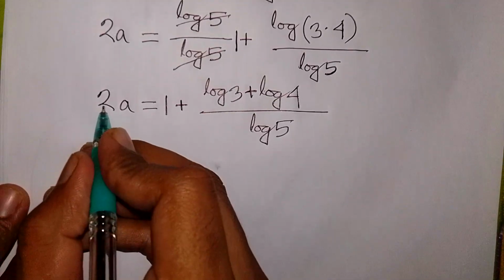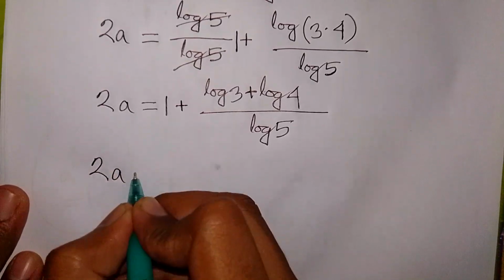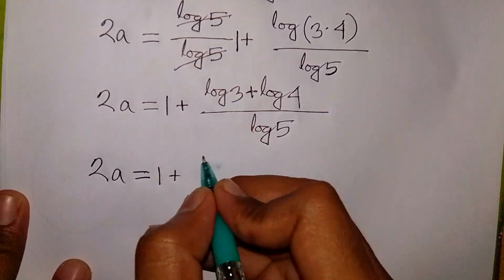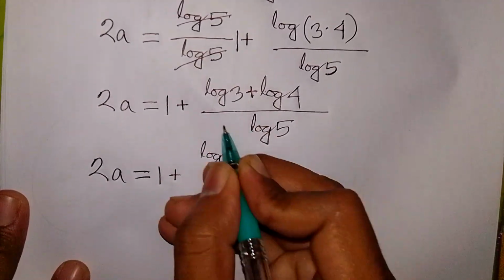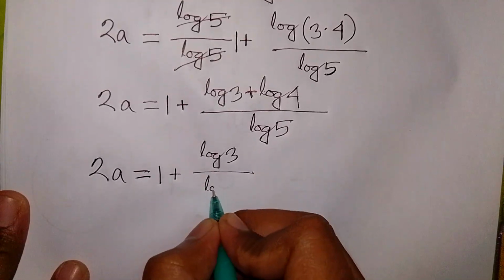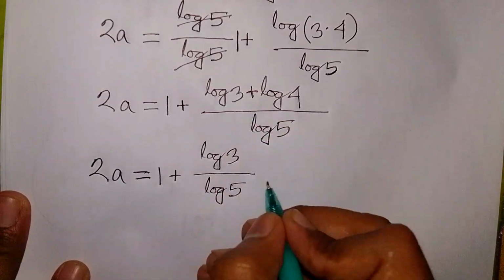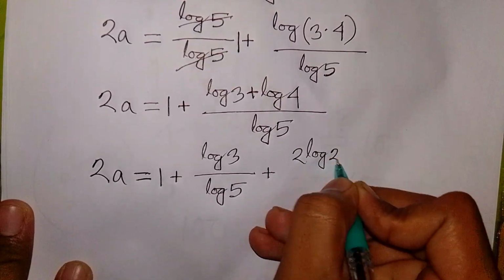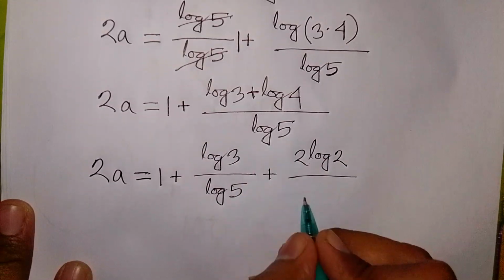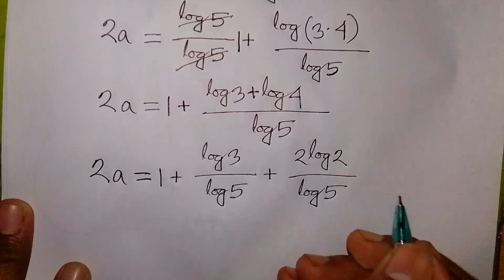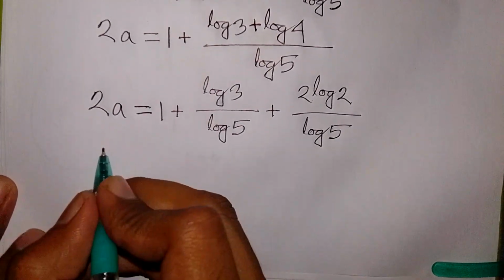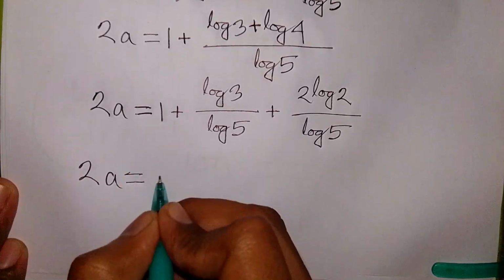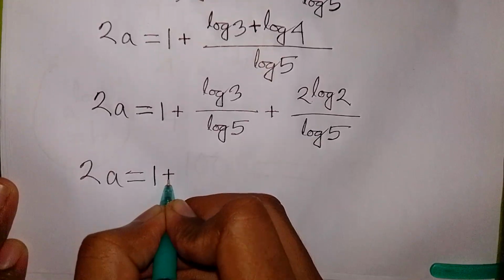In the next step, 2a is equal to 1 plus log 3 over log 5 plus log 4, which is the same as 2 log 2, over log 5. Now 2a will be equal to 1 plus log 3 over log 5.